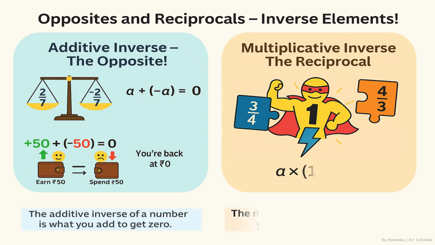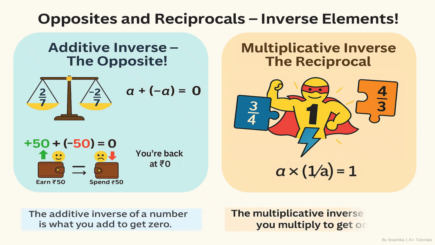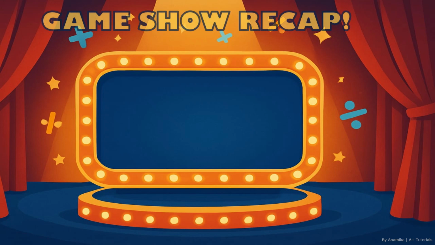So for any non-zero number a, the multiplicative inverse is 1 by a because multiplying both of them gives us 1. But wait, what about 0? Can we multiply anything with 0 and get 1? No. 0 into anything equals 0, not 1. So 0's the rebel here. It has no reciprocal.